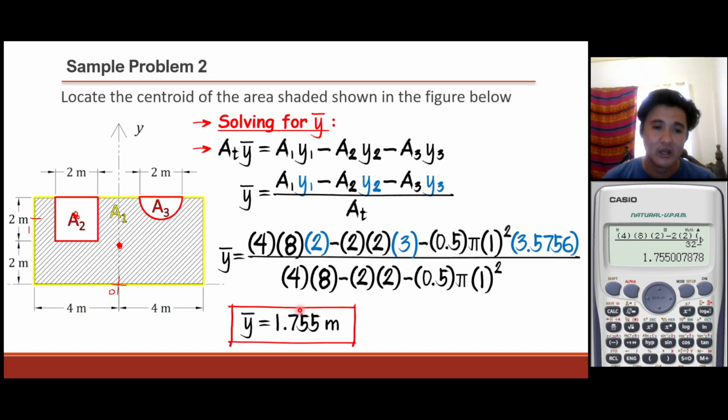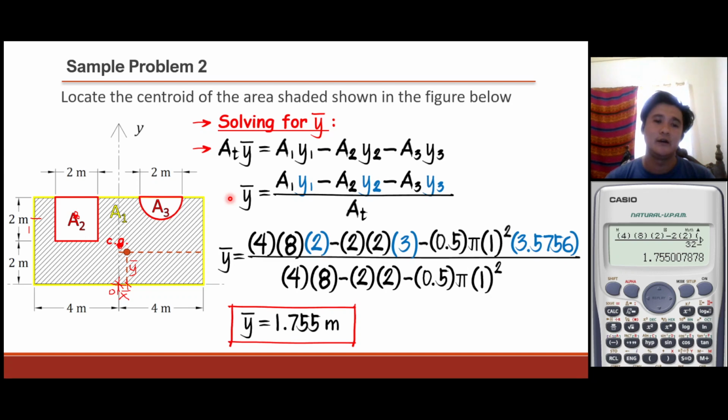So this will now be the y distance of the centroid of our whole shape from our reference point. If we sketch that, this would be the location of our center of gravity, where our y bar would be this one right here. This is our y bar. And our x bar will be this distance right here. This is our x bar. So our x bar is 0.1818 something, and our y bar is 1.755 meters. So that is the solution for sample problem number 2, locating the centroid.